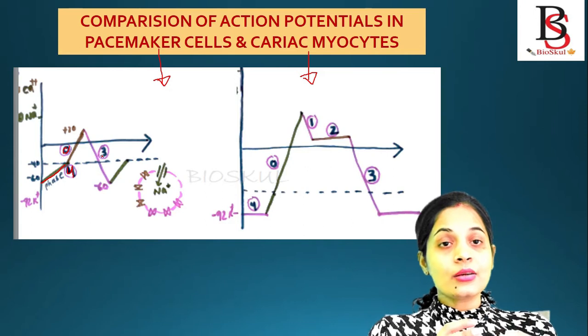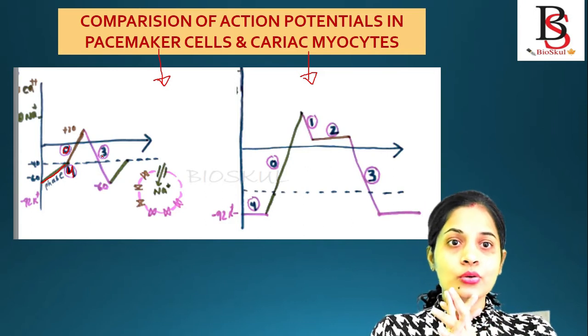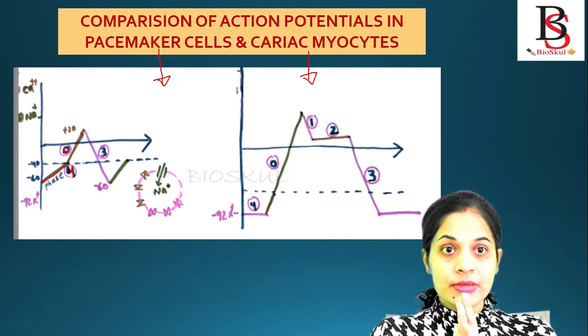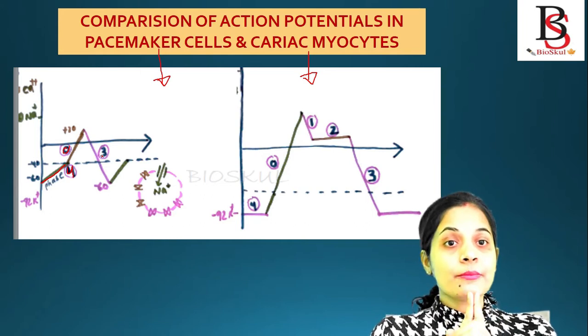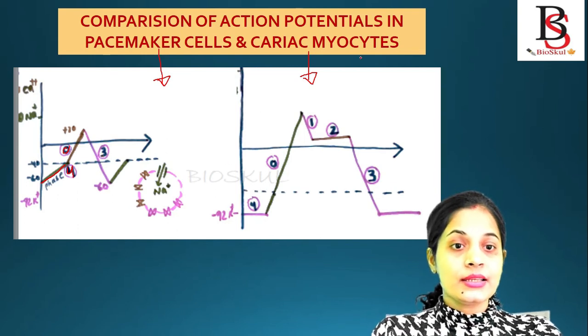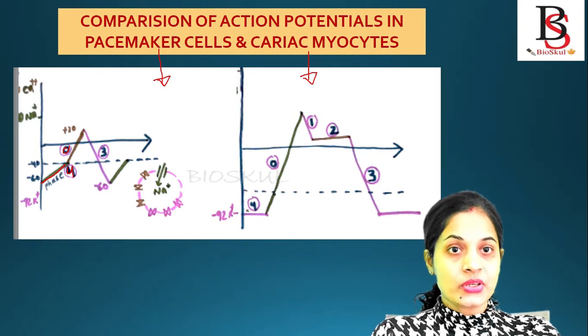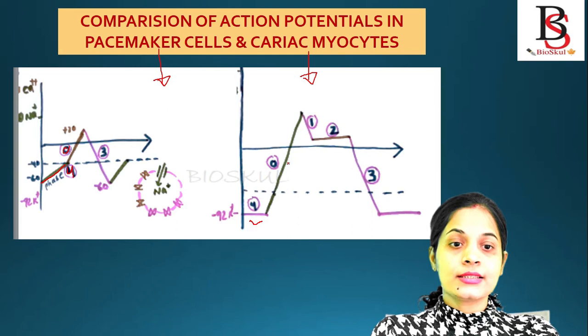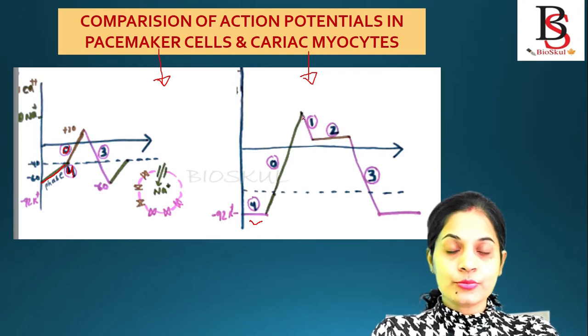So now the question is, where are phase 1 and 2? In the action potential of pacemaker cells, phase 1 and phase 2 are absent. Also the resting phase is absent. See, this is the cardiac myocyte. The cells are initially present in the resting stage. Then sodium ions enter the cell and the action potential is reached. That is known as phase 0.